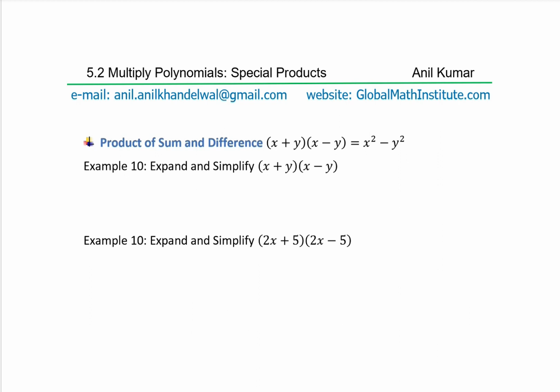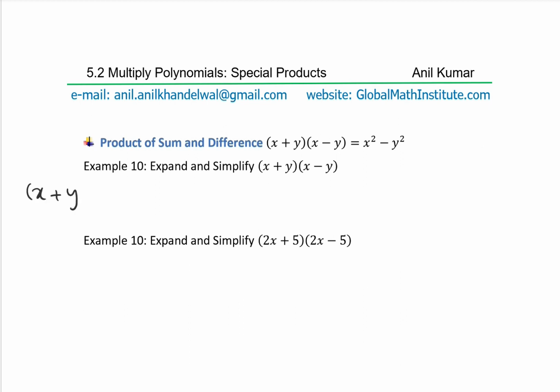The question here is, now we are moving to difference of squares, which you get when you multiply sum with difference. So the example here relates to product of sum and difference. X plus y times x minus y, what you get is x square minus y square. Let us verify this. So we have example 10, which says expand and simplify x plus y times x minus y. So let's multiply and check.